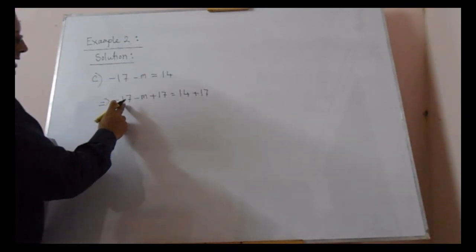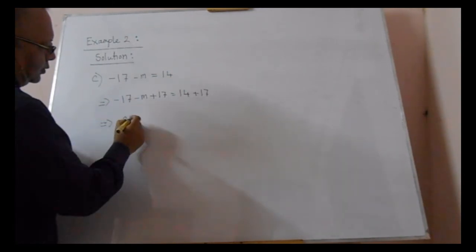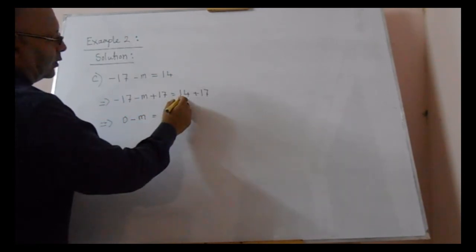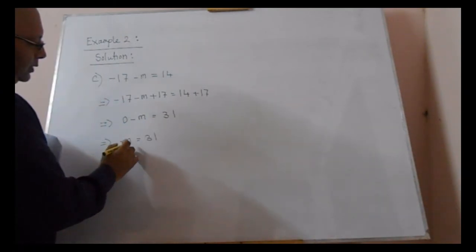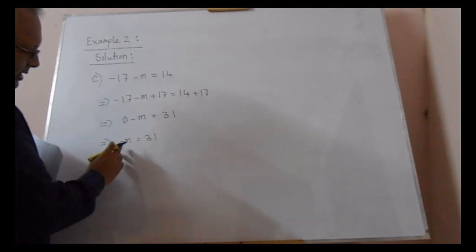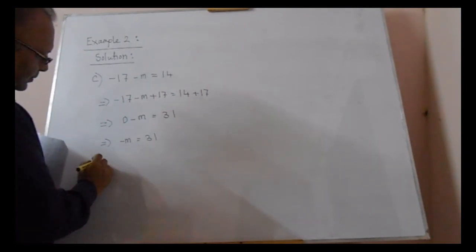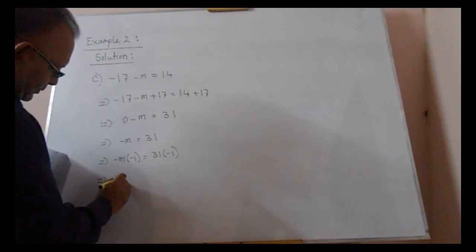So negative 17 plus 17 equals 0, and we put negative m here. 14 plus 17 equals 31. Now we'll multiply by negative 1 on both sides of this equation, so that we may remove this negative from m. Negative m into negative 1 equals m.